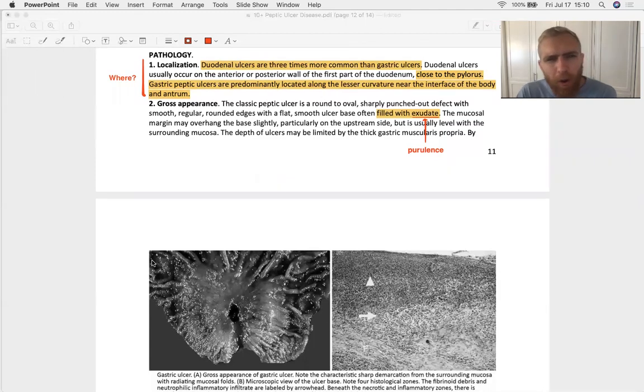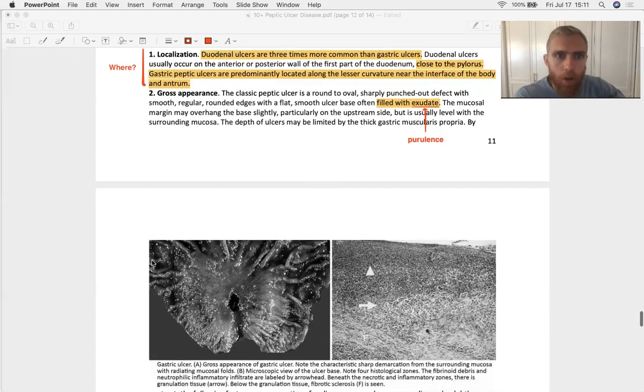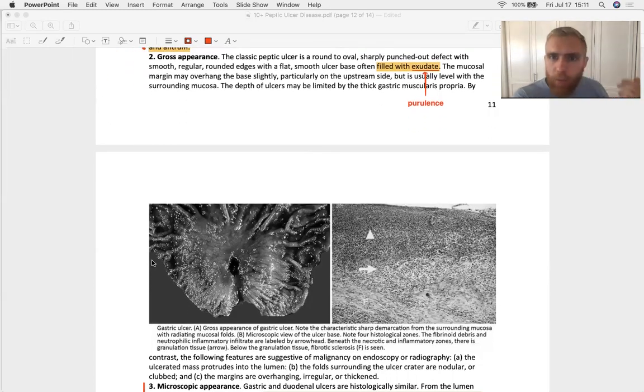So then we talk about where these ulcers are. Duodenal ulcers are more common than gastric ulcers, and they tend to be right next to the pylorus of the bulb, again, of the duodenum. Then gastric peptic ulcers typically occur at the interface of the body and antrum, so towards the lower end of the stomach, and then along the lesser curvature. So it's going to be on the superior aspect rather than the inferior aspect, because the inferior has the greater curvature on it, and the superior aspect of the stomach has the lesser curvature. It's shorter in distance.